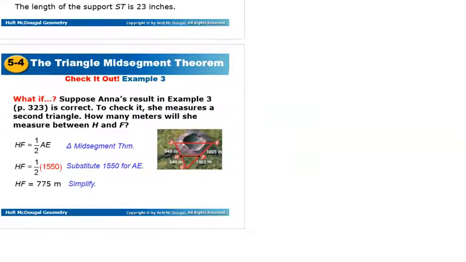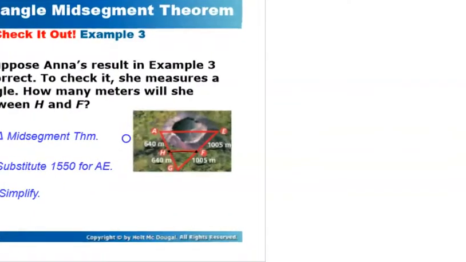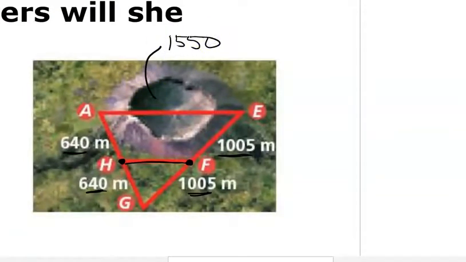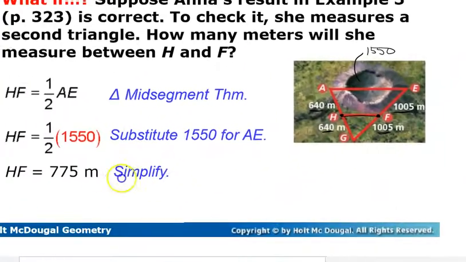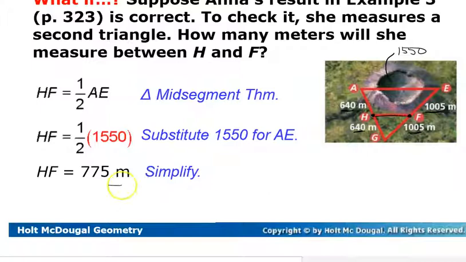Okay, so we know it's a midsegment. Now let's see here. We have HF, AE. Okay, so she told us that AE is, it's kind of hard to see, 1,550. So if AE is 1,550, how do we figure out what HF is? We just divide it in half. That's all we're going to do. Or times it by a half. Same thing, but you get 775 meters.